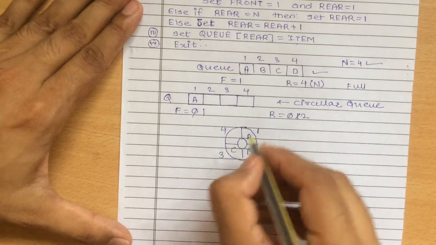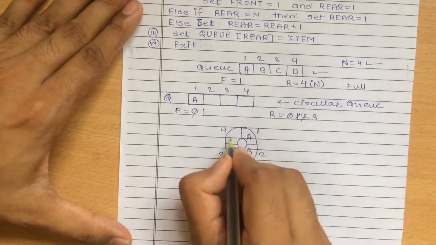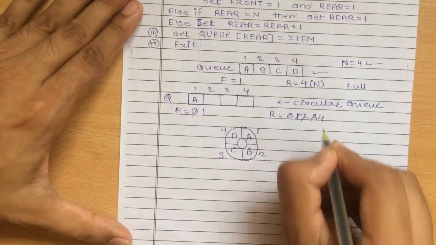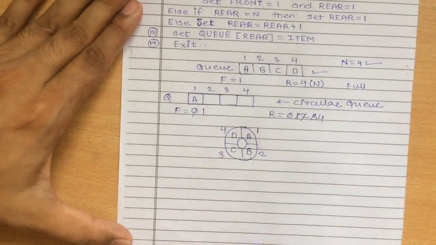Then I will add C. So rear becomes 3. Then I will add D. Rear becomes 4. So front is 1 and rear is 4.